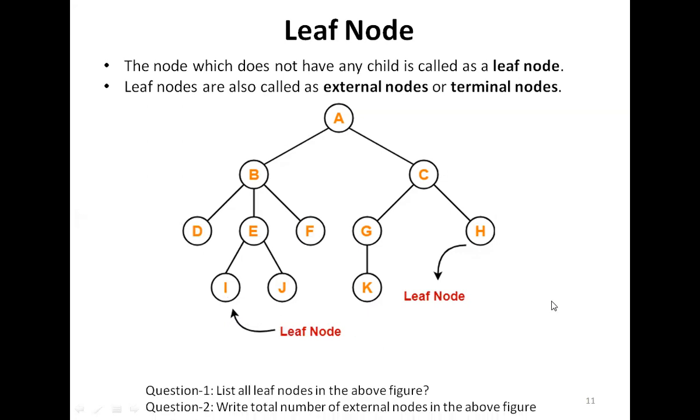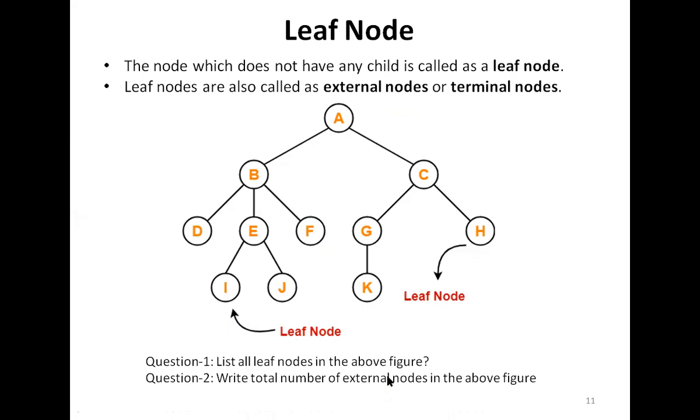So list all leaf nodes in this diagram, as I told you. Sir, I, J, K, and H. I, J, K, H, and D and F. Yes. E and F. Okay. So write the total number of external nodes in the above figure. Total number, sir, 6. 6. Okay, good.